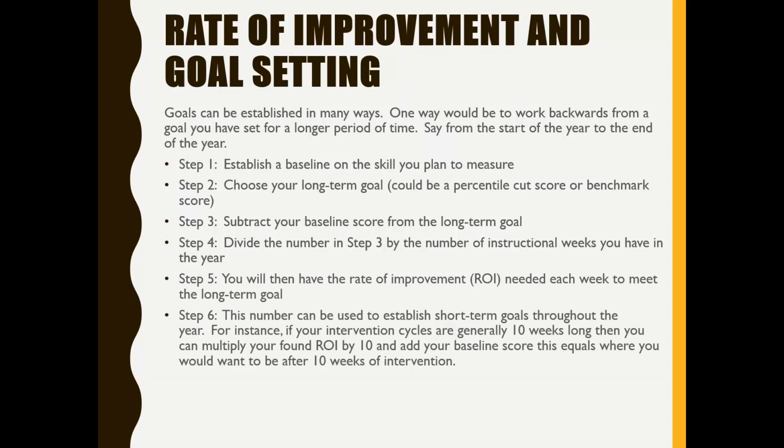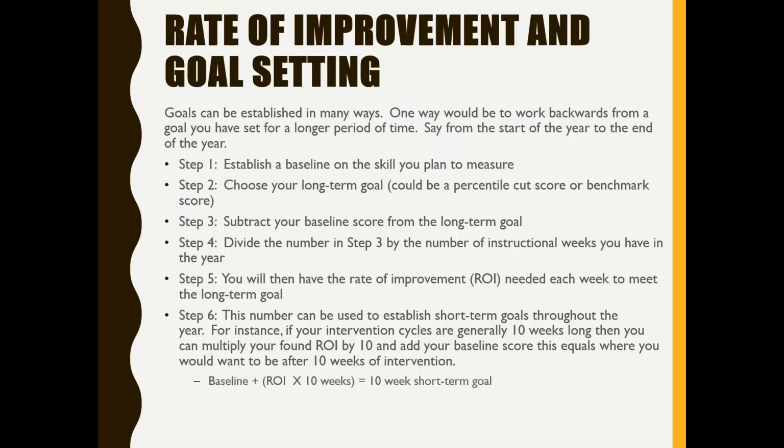So the nifty thing about this is that that number can then be used to establish your short-term goals throughout the year. So for instance, if your intervention cycle, let's just say that you do 10-week intervention cycles, then you can multiply your rate of improvement by 10 and then add your baseline score. And this equals where you would want to be after 10 weeks of intervention. And again, I'm going to show an example of this in a second, but that's the basic structure of what you'd want to do. The neat thing, in the graph I'm going to show you, is that it does this process for you if you understand where you want to be heading to at the end. But it's always good to understand where those numbers are coming from and what that data means.